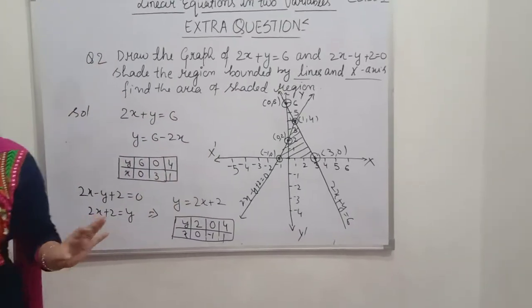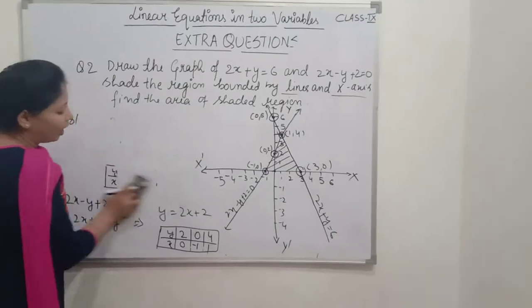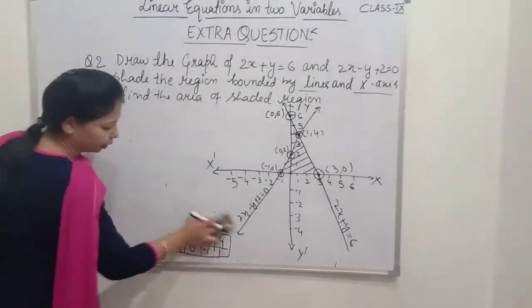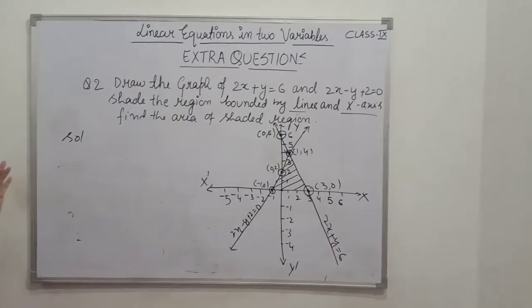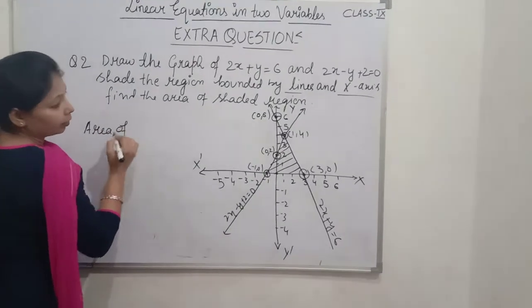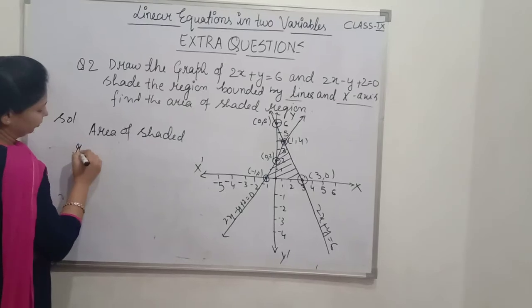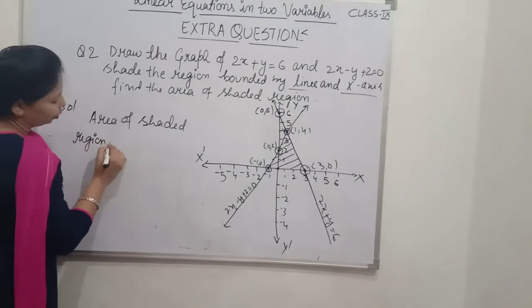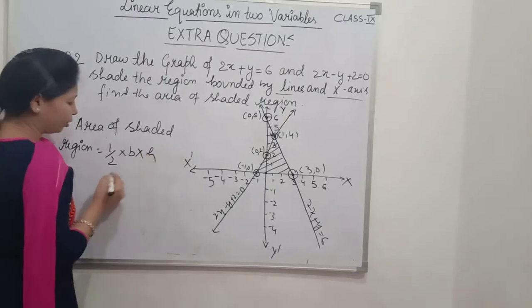So you know this is a triangle and the area of a triangle is half base into height. So very simple to find out the area of this bounded region. So area of shaded region is equals to half base into height. Why? Because it is a triangle.